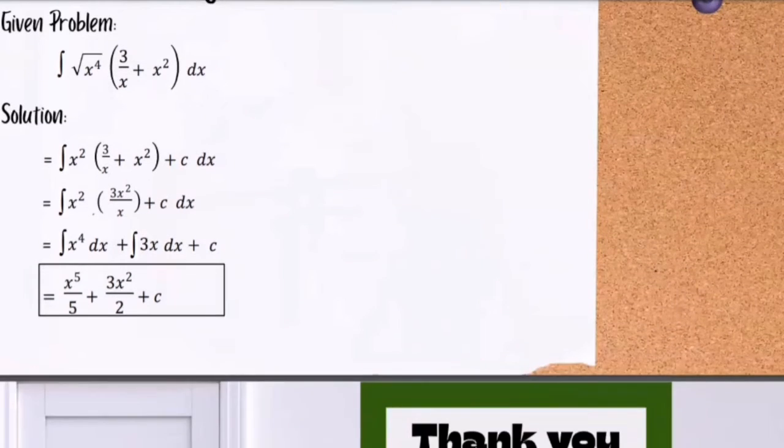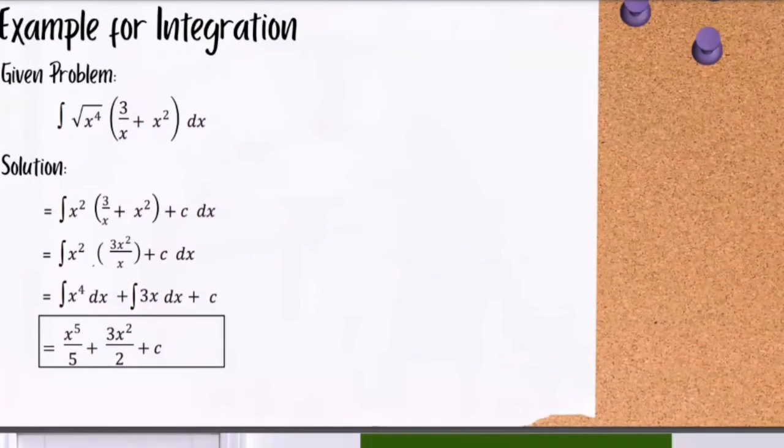So to start, first we have to change the square root into an exponent, and that would be 1/2. And then we multiply it by 4, the exponent of x. So x to the power of 4 times 1/2, and that would give us x to the power of 2 times 3 over x plus x squared plus c, of course, because we're finding the antiderivative of an indefinite integral. And the arbitrary constant should always be there because we're finding, again, the indefinite integral.